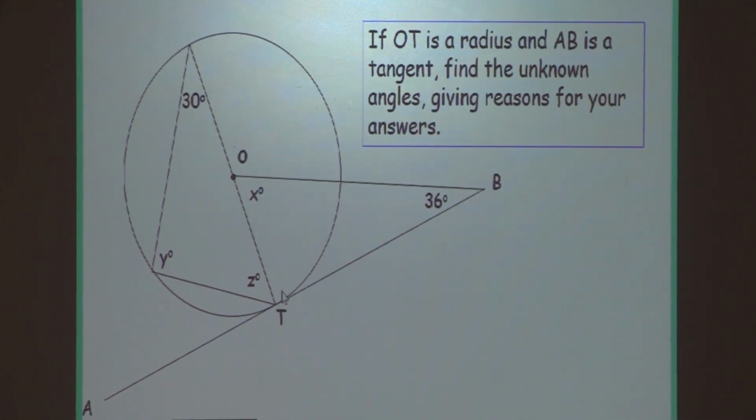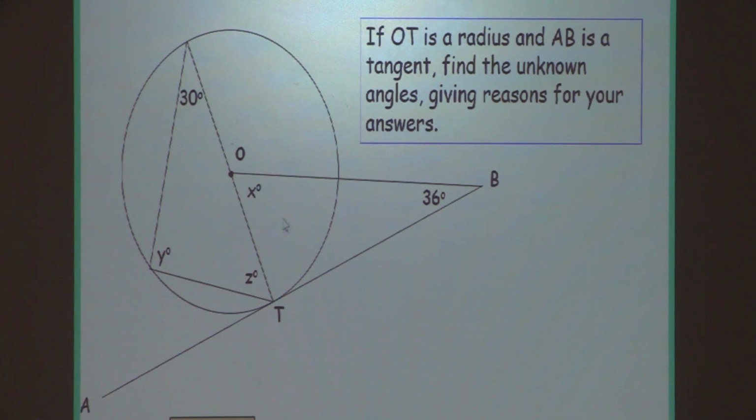This 90 will give me the solution of x, because x plus 90 plus this one will give me the solution to find x. Because when I add these three, I'll get 180. So x will be then 54. 54 plus 36 plus 90 will give me 180. The sum of interior angles of a triangle.